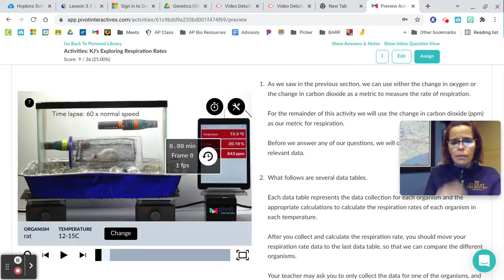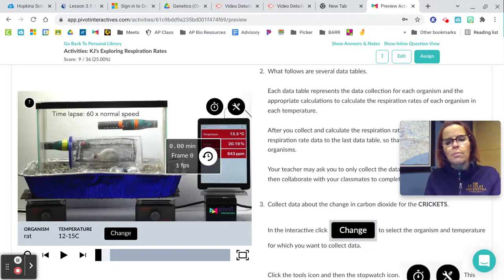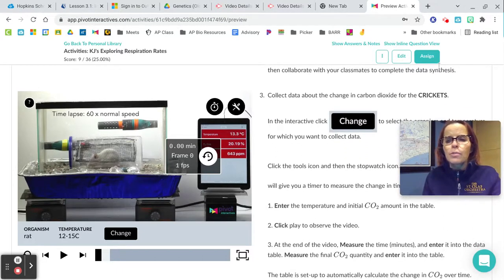I'm not going to play it or anything, but there are 3 data tables that come before the rat data table. So there's crickets, there's mouse, and there's peas. You don't need to fill those data tables in, but watch what I'm going to do. I'm going to scroll down. This first one, do you see the word crickets right here? This first one is for crickets.